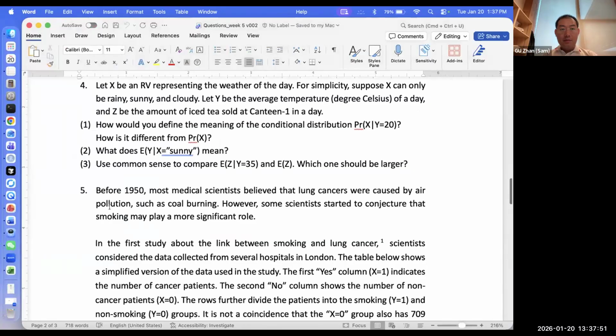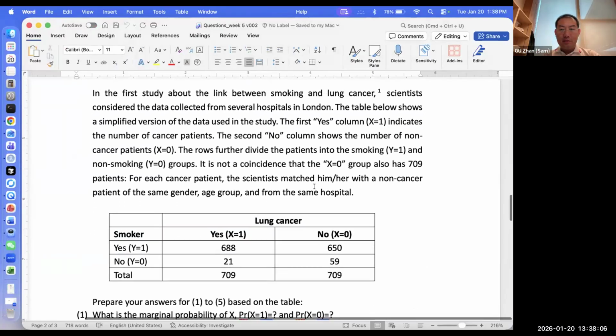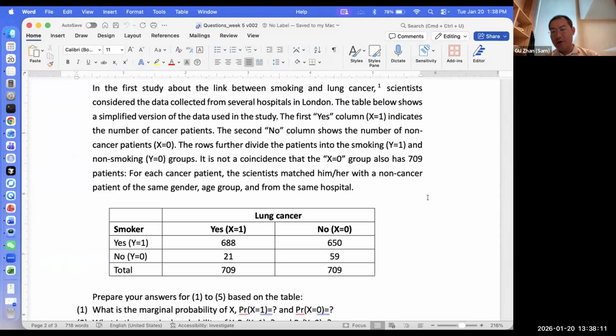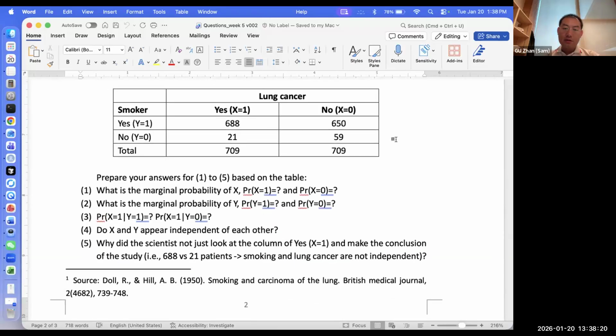Question 5. Before 1950, most medical scientists believed that lung cancer was caused by air pollution, coal burning, and so on. Then we're thinking that at the time smoking may play a role. So below is a data table. These are two variables: lung cancer and smoking. Smoker, yes or no, then lung cancer, yes or no. Present your answer to 1 to 5 based on the below. What is the marginal probability of x? Probability of x equal to 1 and probability x equal to 0.